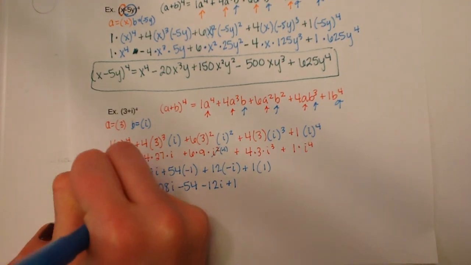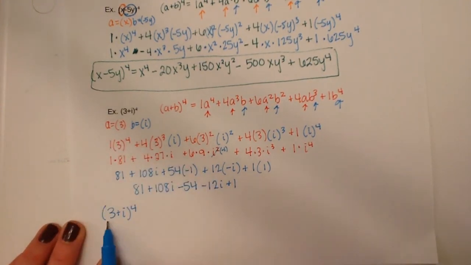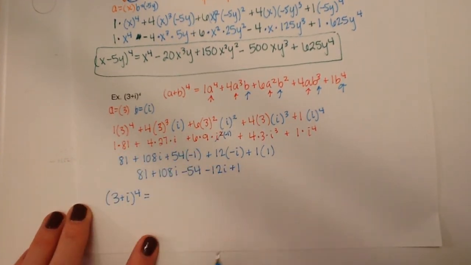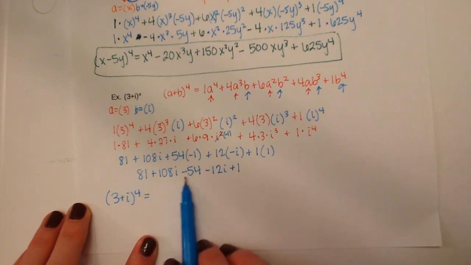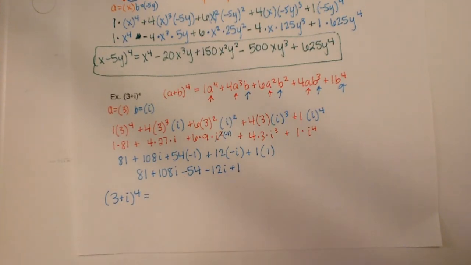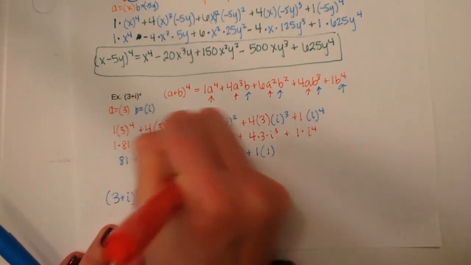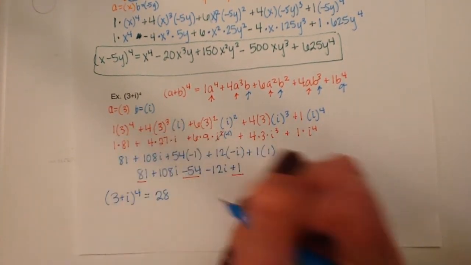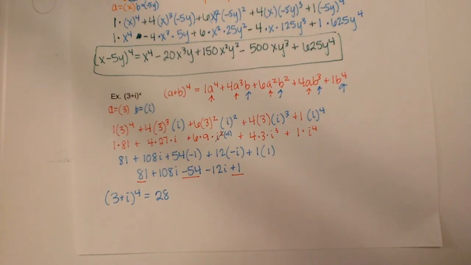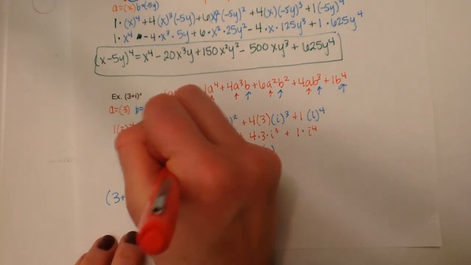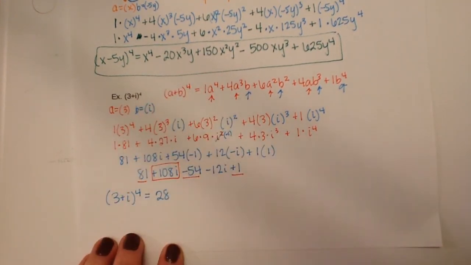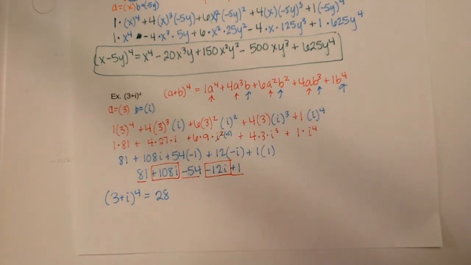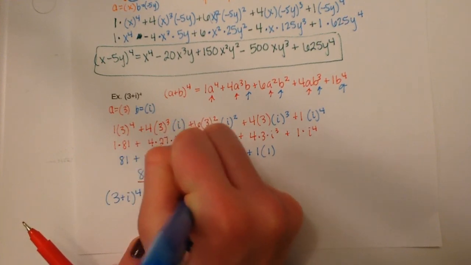So if we combine our like terms, we have our original problem. 3 plus i to the 4th is going to equal. So if we combine like terms, we have 81 minus 54 plus 1. So 81 minus 54 plus 1, that's going to become 28. And then if you take 108i minus 12i, you're going to get 96i.